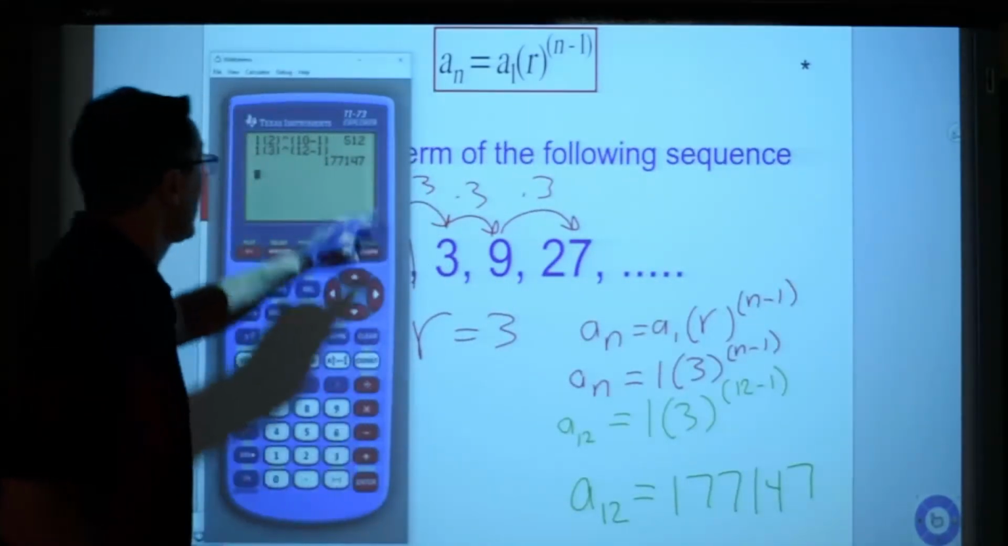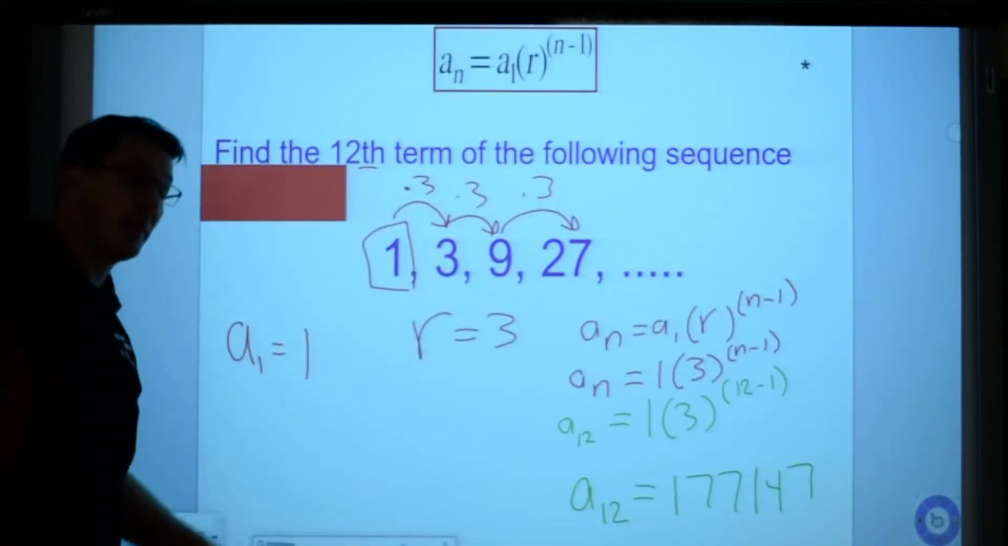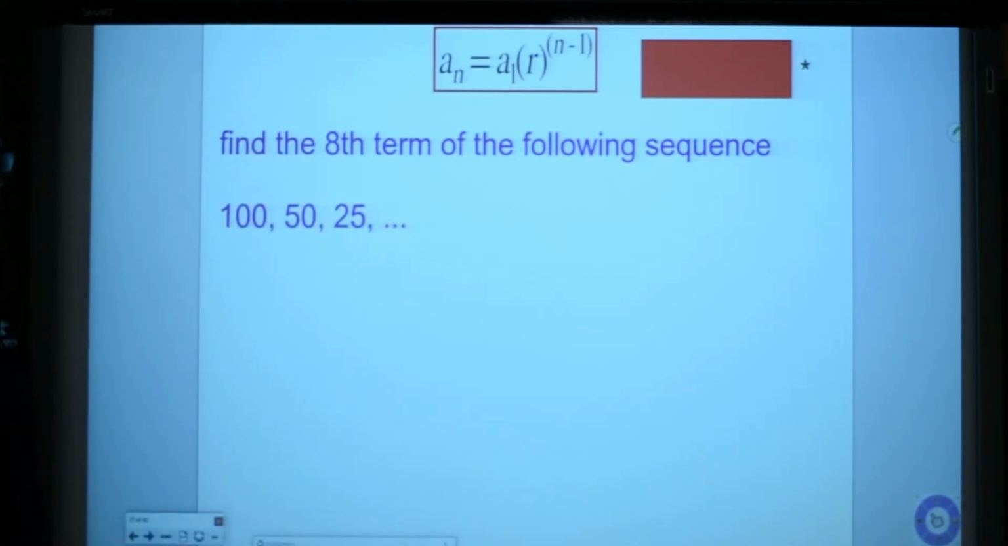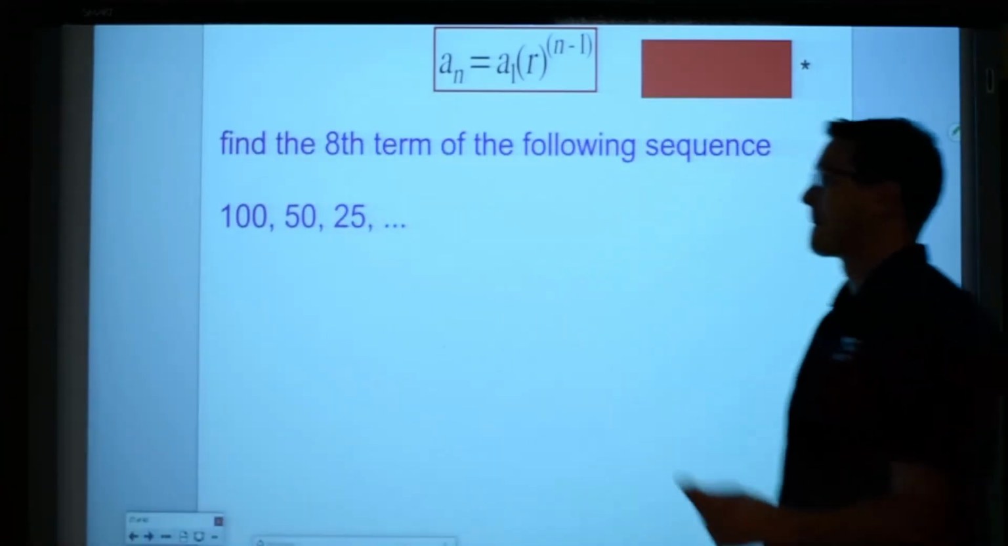All right, so hopefully you get it from there. I'll do some additional problems, but this is all you need to know to go on. For the rest of you, here we go. Go ahead and try this one.